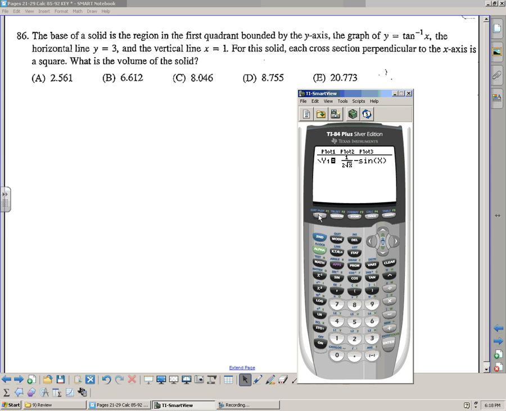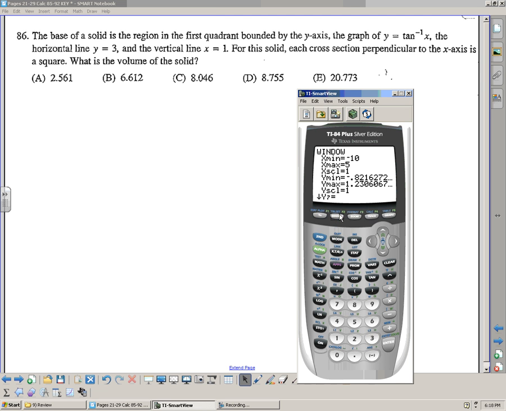We need to get the region. So clear out whatever's in there. I want to put in inverse tan of x. Whoops, didn't mean that extra part, so let me do this again. Inverse tan of x. All right, there it is. Horizontal line y equals 3 I'll put in there also. And the vertical line x equals 1, we'll have to do that ourselves.